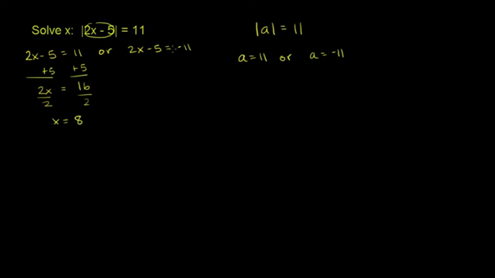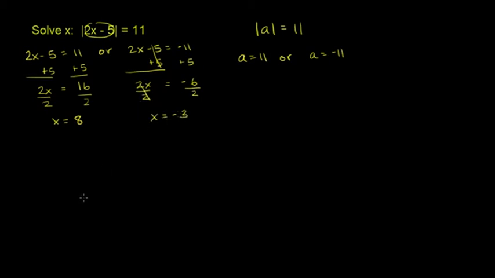Now let's do this situation. 2x minus 5 is equal to negative 11. Let's add 5 to both sides of this equation. The left-hand side, we just get a 2x. The 5's cancel out. 2x is equal to negative 11 plus 5. That's negative 6. Now we can divide both sides by 2. And we get x is equal to negative 3.